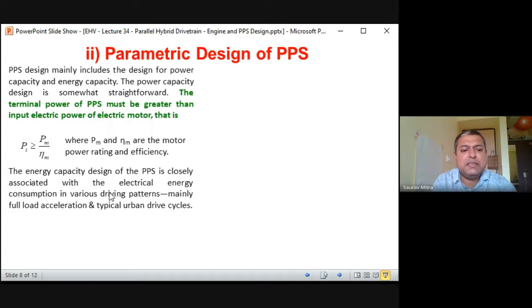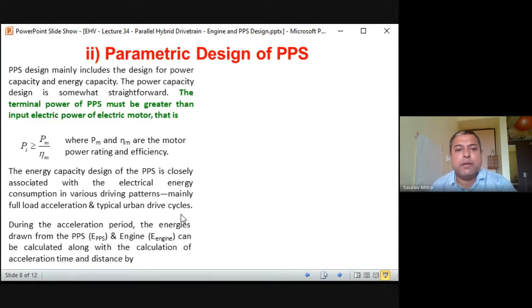So there are different drive patterns. Here also in the book you will find different drive patterns. The energy capacity design of the PPS is closely associated with the electrical energy consumption in various driving patterns, mainly full load acceleration and typical urban drive cycles. Urban drive cycle means stop and go, and that is actually creating a lot of problem, because in that case regenerative braking will come, stopping the vehicle will come, and it is a little problematic. And PPS is getting charged, as well as serving the extra power.